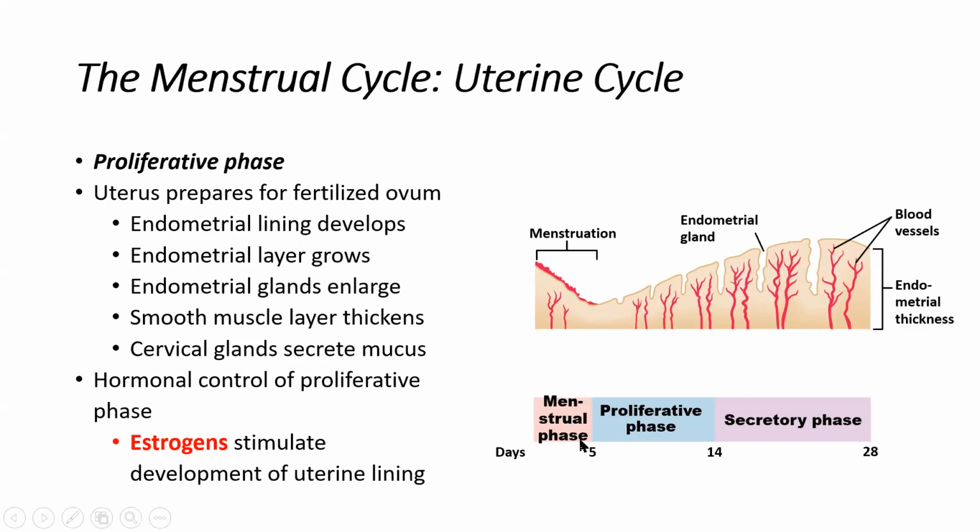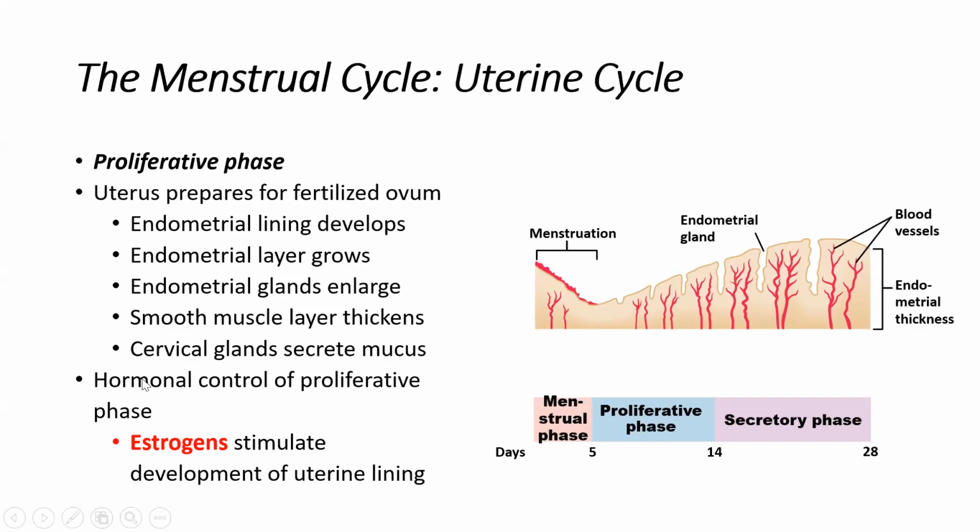The proliferative phase, which is days 5 through 14, is where the uterus prepares for fertilization. So this is where a new lining begins to grow. We've got growth of the glands, we've got thickening of the smooth muscle layer of the uterus, we've got blood vessels beginning to grow, and we can see here, days 6 through 14, this is where the uterus begins to prepare for another fertilized egg to implant.